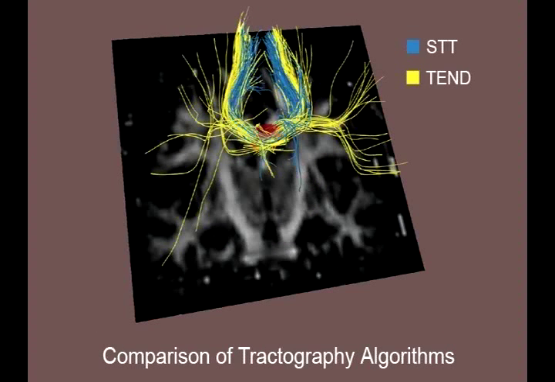Finally, our system can be used to compare different path tracing algorithms. Here, we show pathways through a region in the corpus callosum produced by two different tractography algorithms, STT, shown in blue, and TEND, shown in yellow. While both STT and TEND show callosal projections to superior regions, the TEND pathways also include callosal projections to both temporal lobes.